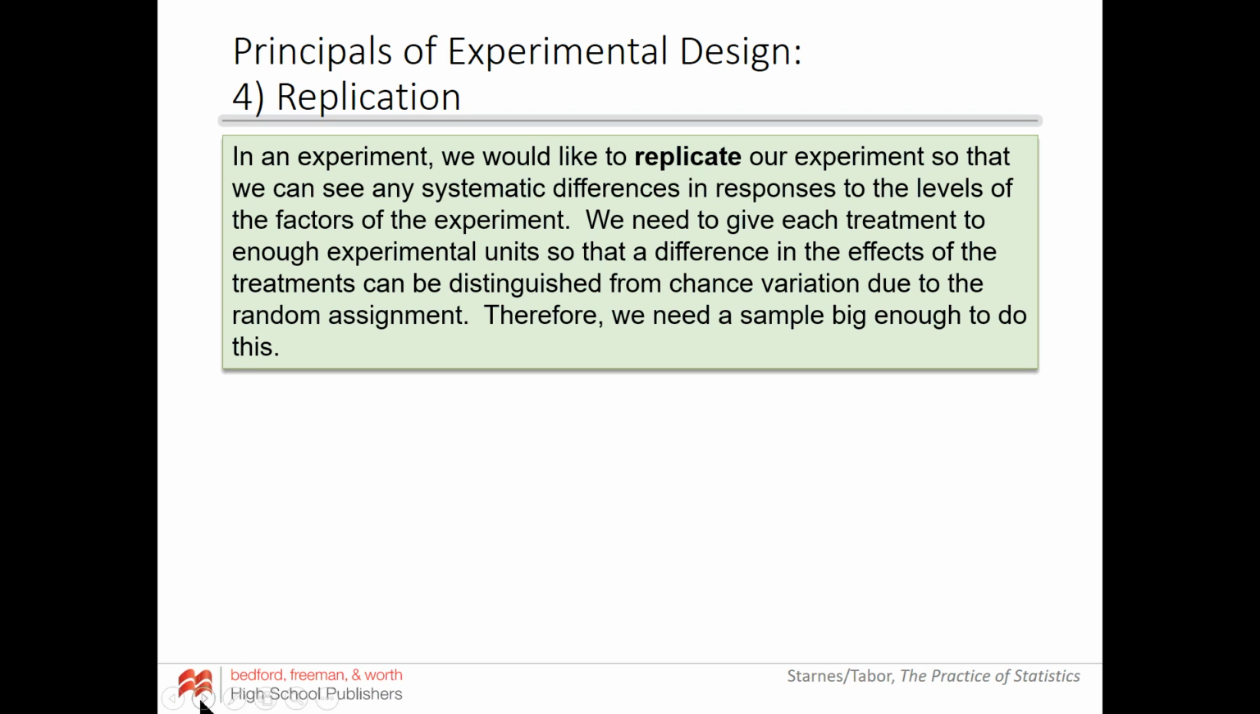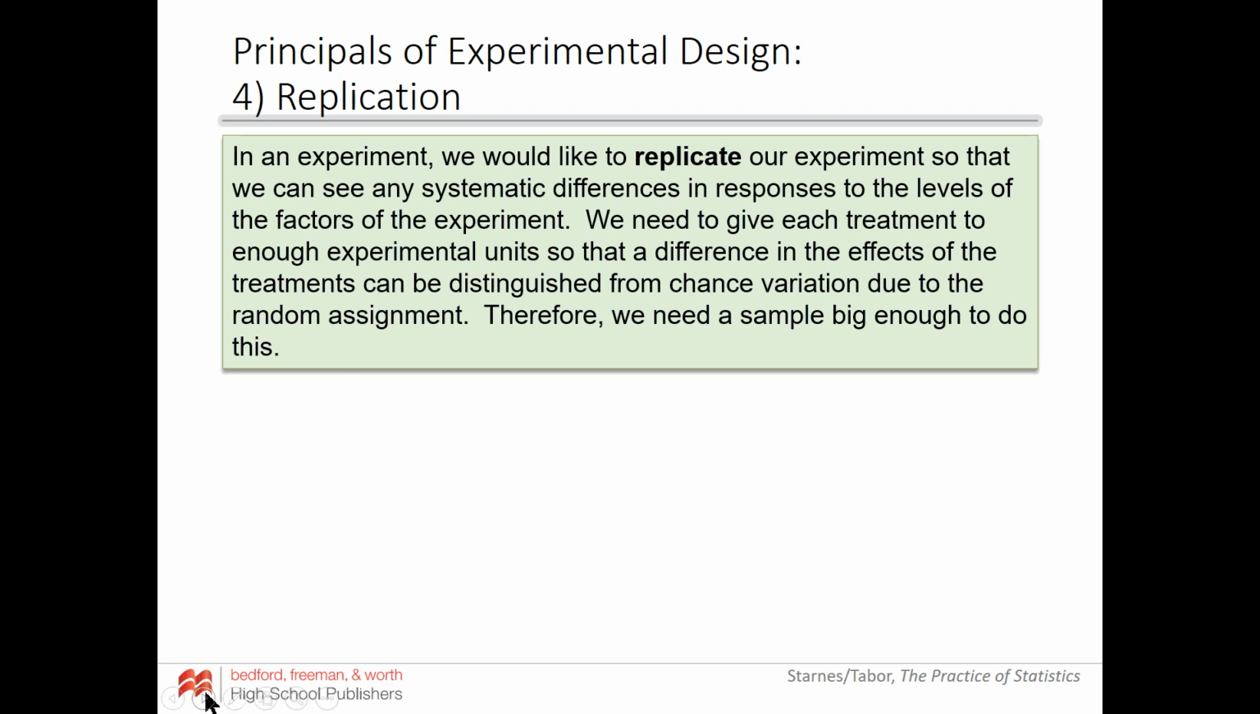Because like what I was saying with the identical twins, even if I give the identical twins the different medications, everyone's going to have a different reaction, or a different outcome, right? A different response variable. So we want to see what happens in large groups of people. So we want to see what we call systematic differences in responses to the levels of the factors of the experiment. So we're going to give each treatment to enough experimental units, people, trees, chips, whatever, so that the difference in the effects of the treatments can be distinguished from chance variation just due to random assignment.